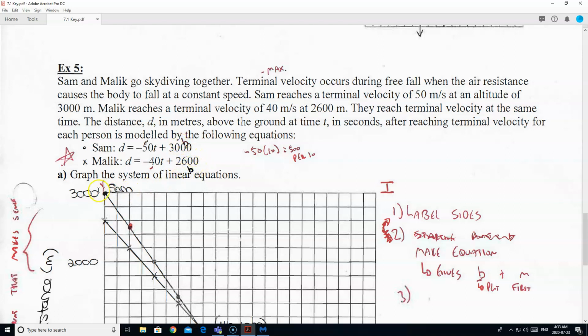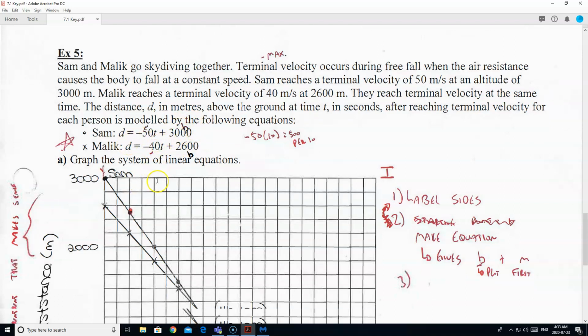Okay. Graph the system of linear equations. So this may not look like y equals mx plus b exactly, just because we're not using y and x, but you can see how similar it is, right? So in this case, -50 is going to be the slope, and the 3,000 is going to be the b, or the y-intercept. Okay, same thing for Malik as well.